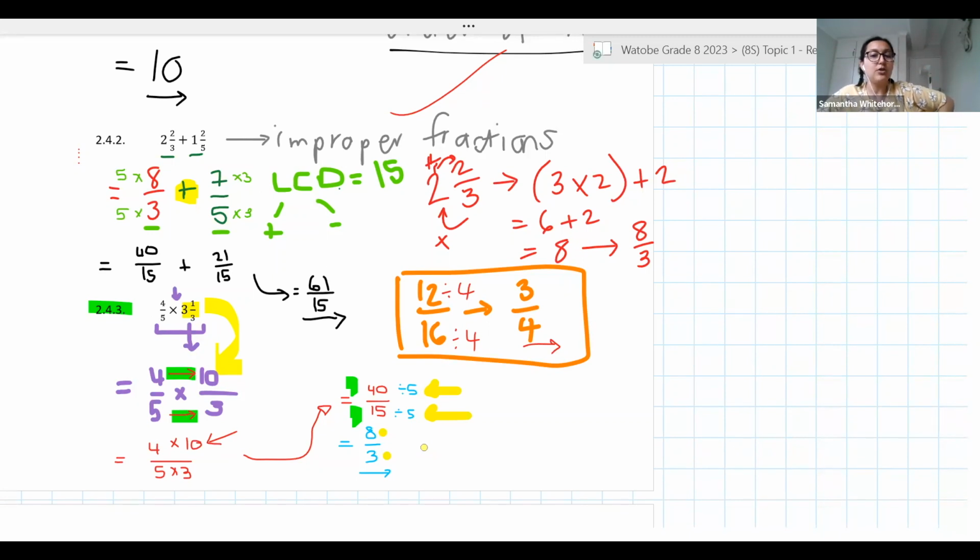Olwa, I'm not too sure how you got 62 over 15, so maybe if you want to raise your hand to explain or type a message, I'll try help you. I'm not too sure where that 62 came from. Boitu, do you have a question or do you want to say something?